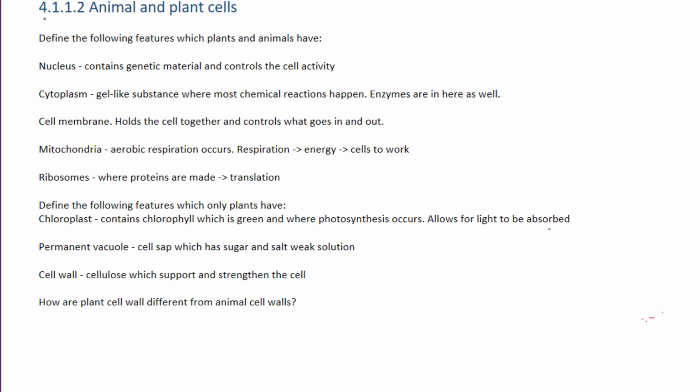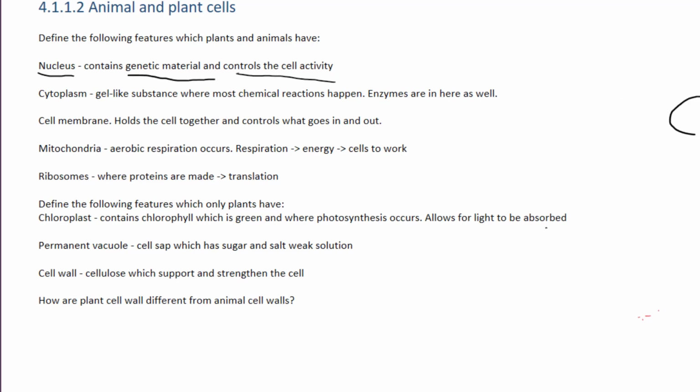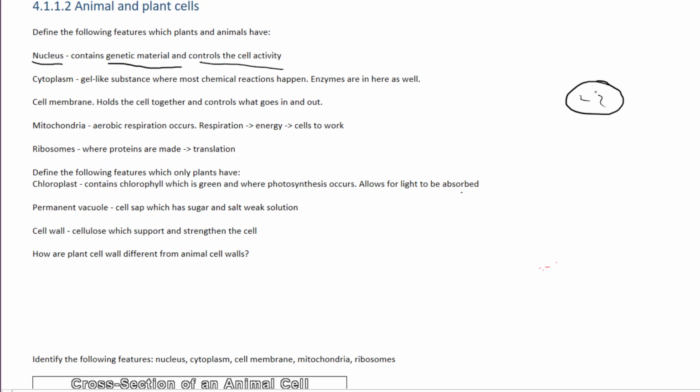So this is 4.1.1.2, animal and plant cells. So what do we learn here? Let's look at the definitions that I've written down already. So what is a nucleus? The nucleus contains genetic material that controls the cell activity. If you were to draw it, it looks basically like this within the cell, and it has genetic material, which is your DNA, your chromosomes, and all that.